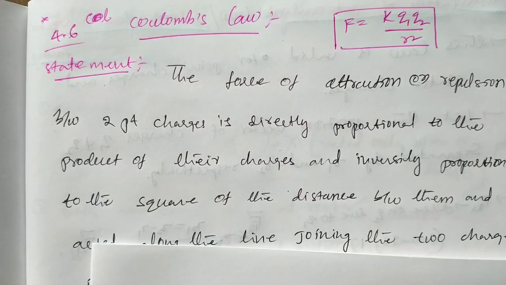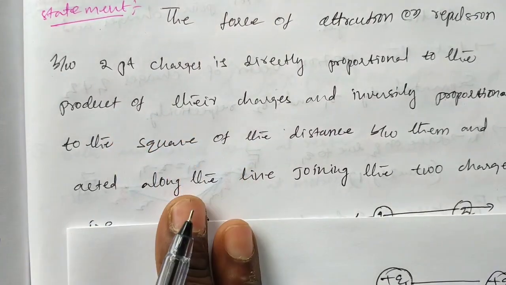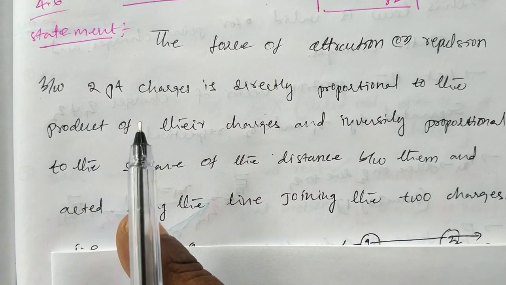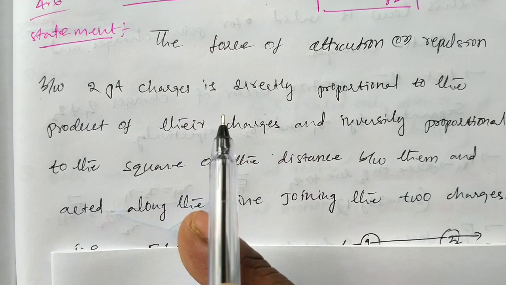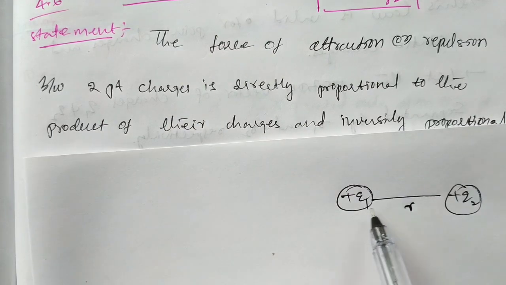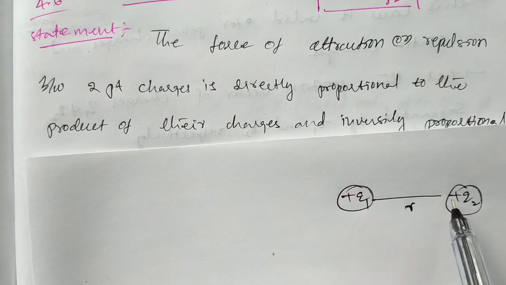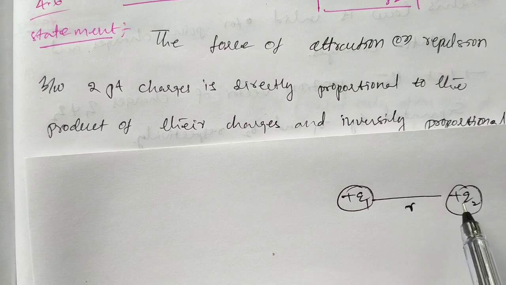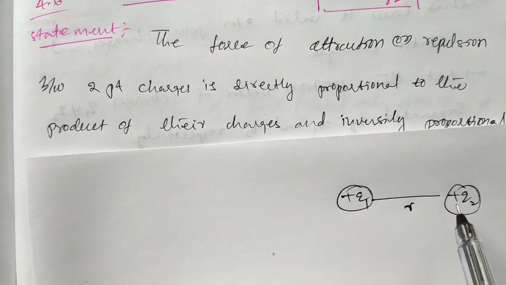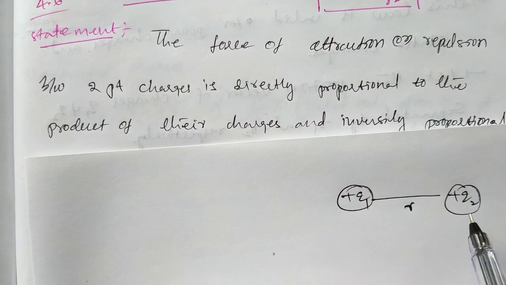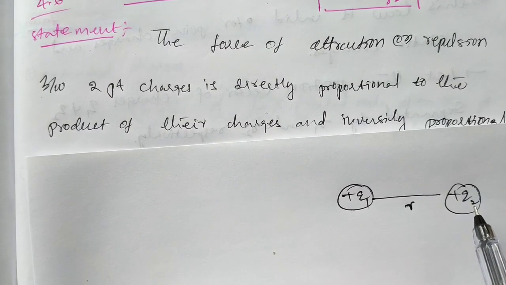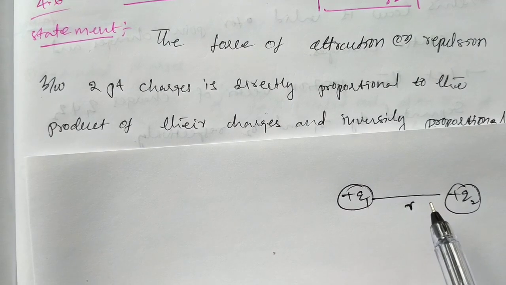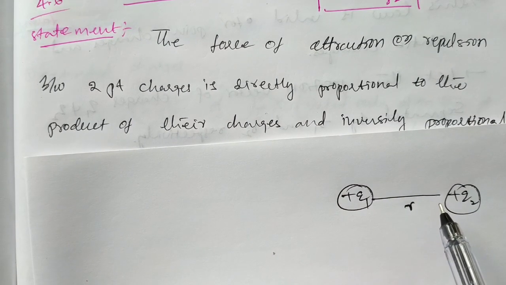Coulomb's law is a statement of the force of attraction or repulsion between two point charges. Point charges are charges whose separation is very large compared to the size of the bodies. The size of the body is very small compared to the distance. This type of charge is called point charges.